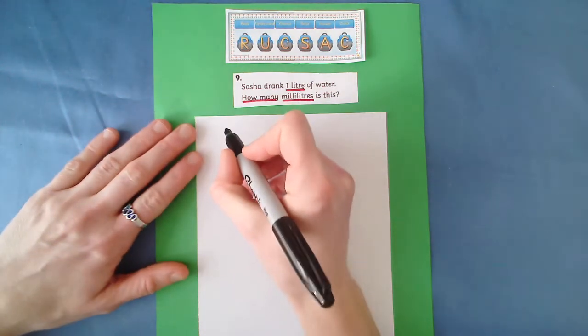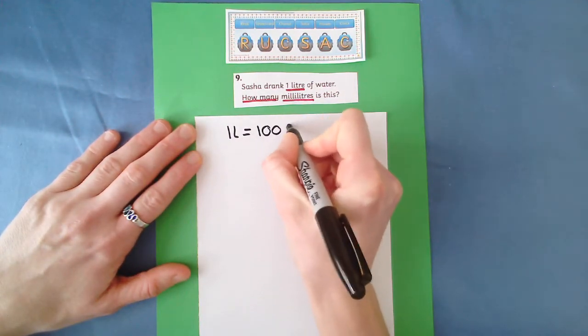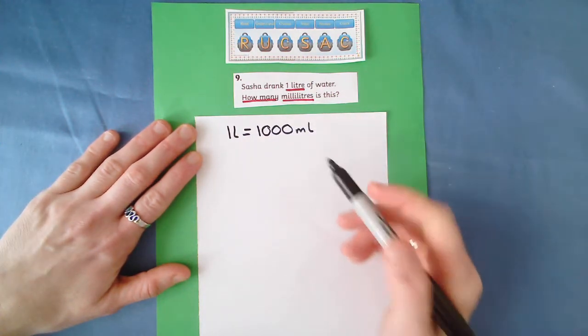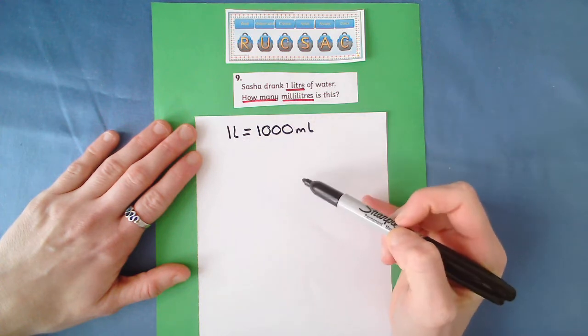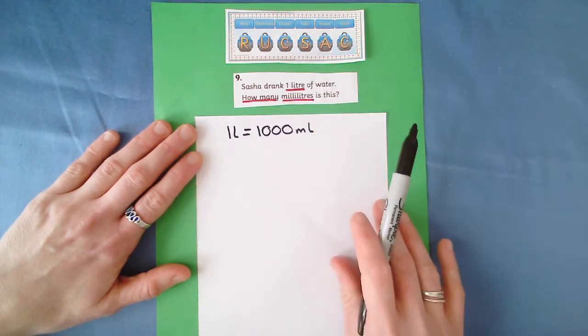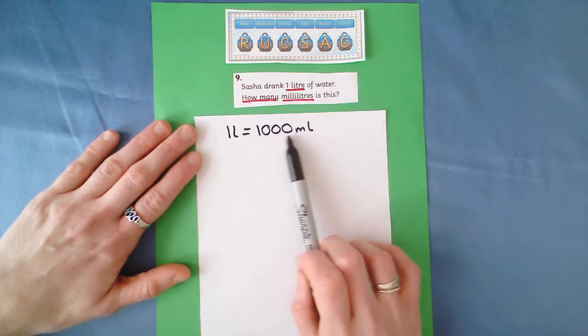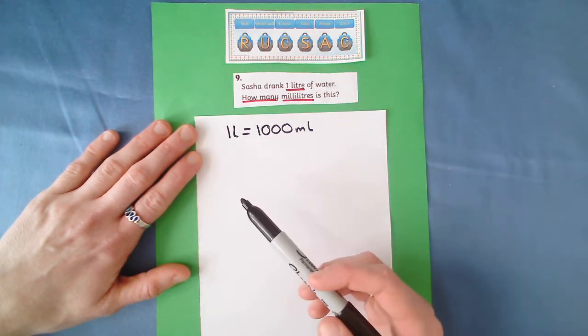That's right. 1 litre equals 1,000 millilitres. So if she drank 1 litre of water, how many millilitres is it? 1,000. Good job. We've solved our problem and we've found an answer, 1,000 millilitres. Maybe we could check it.